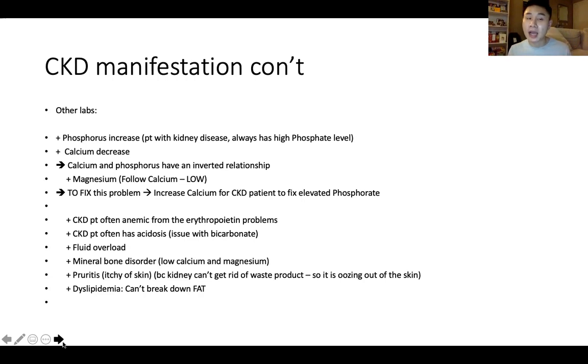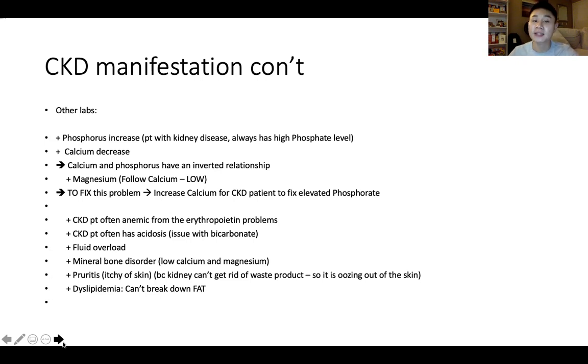So, as we know, CKD will cause the phosphorus level to increase. Therefore, the calcium level will always decrease because they have an inverse relationship. Magnesium follows the calcium, so it will also be decreasing and at a low level as well. In order to fix this problem, we have to increase the calcium for CKD patients to fix the elevated phosphate. Some more: CKD patients are often anemic from the erythropoietin problem.